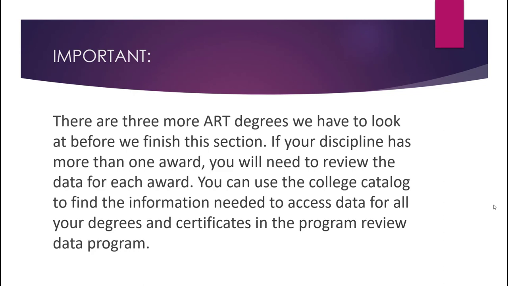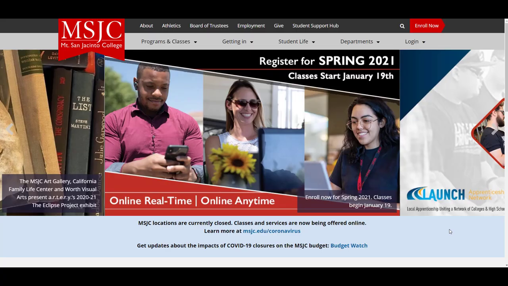Important, there are 3 more art degrees we have to look at before we finish this section. If your discipline has more than 1 award, you will need to review the data for each award. You can use the college catalog to find the information needed to access data for all your degrees and certificates in the Program Review Data program. Let's do this for art.